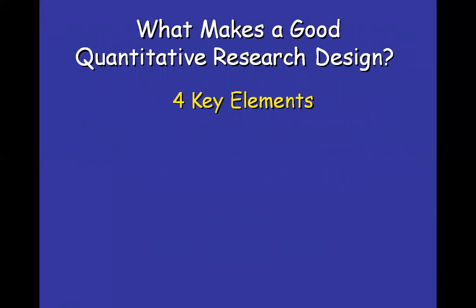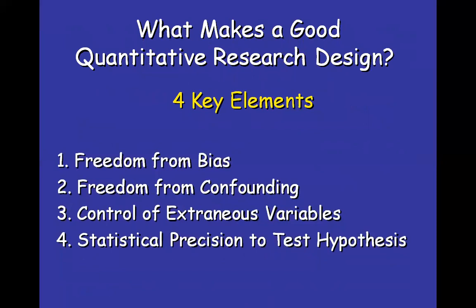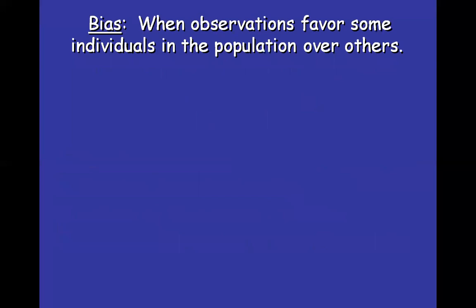What makes a quantitative research design? There are four main key elements. First, freedom from bias. Our quantitative research design should be free from bias. Second, it should be free from confounding. Third is control of extraneous variables. And fourth is statistical precision to test hypothesis. Now, let's understand all those four elements.